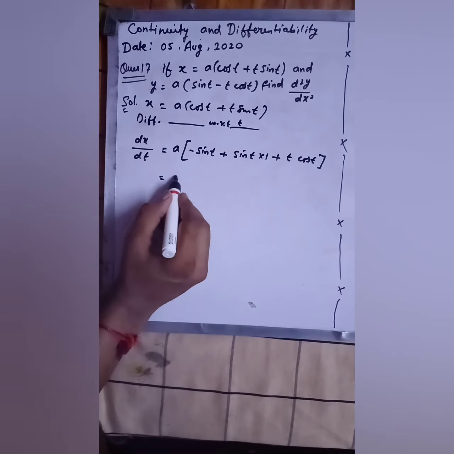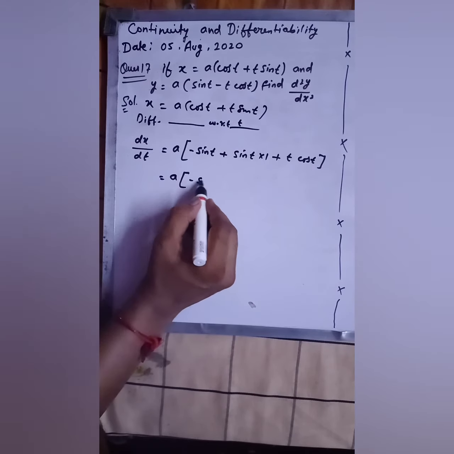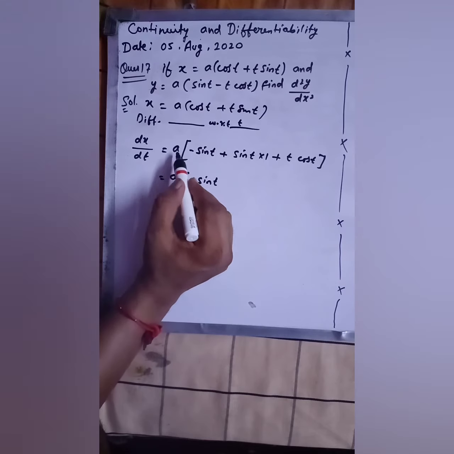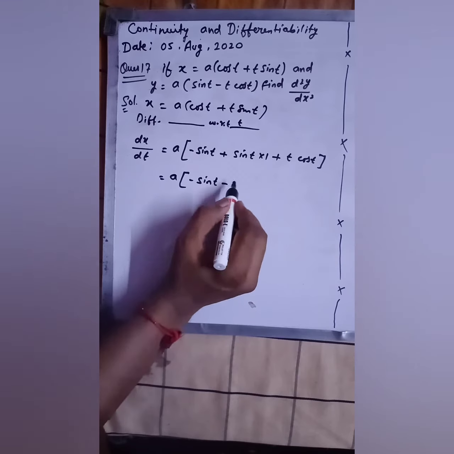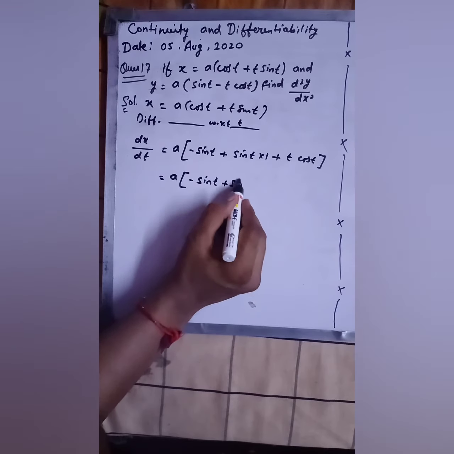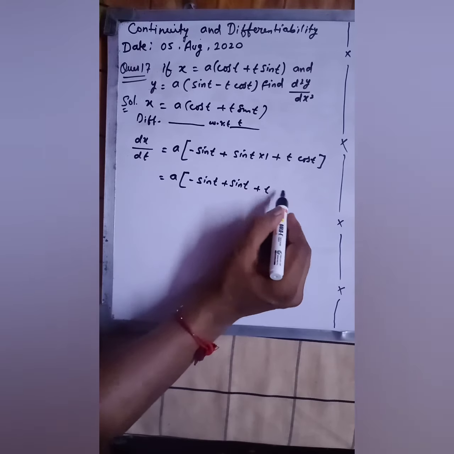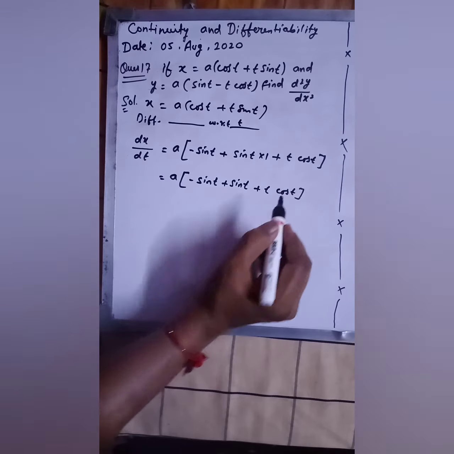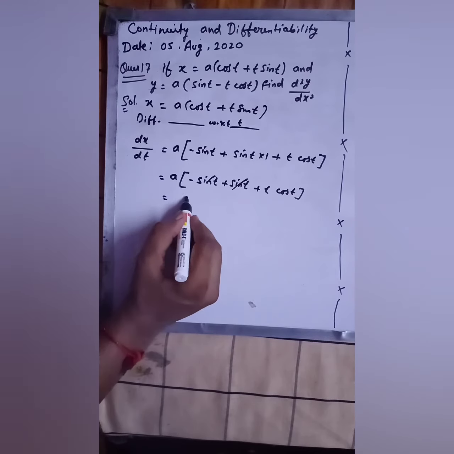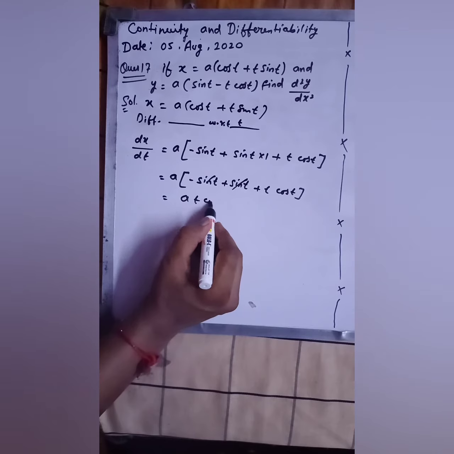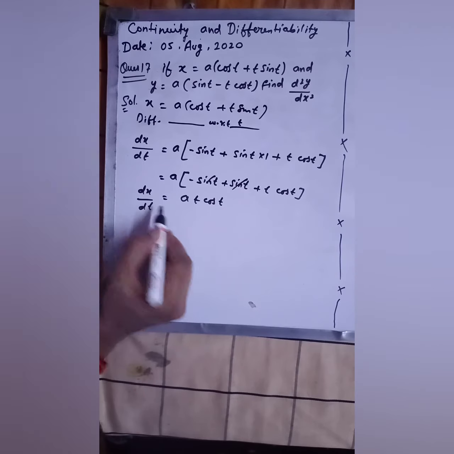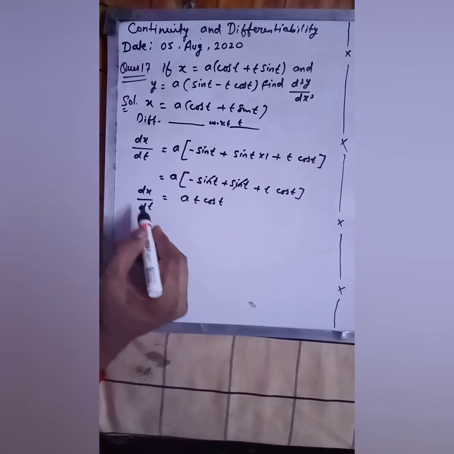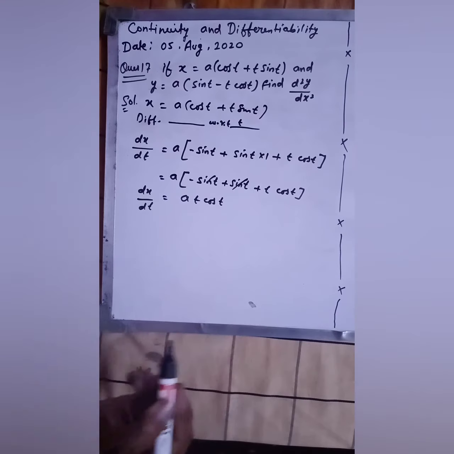Okay, in the next step, you just have to simplify. A will remain the same, here I'm writing minus t plus sin t plus t cos t. Okay, this sin and sin will cancel out and you will get a t cos t, that is dx by dt. So here is the value of dx by dt.